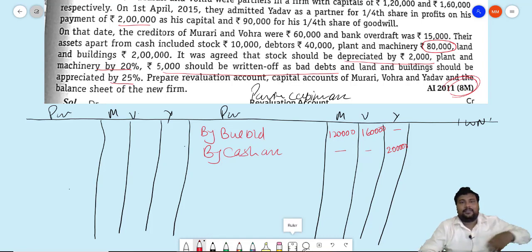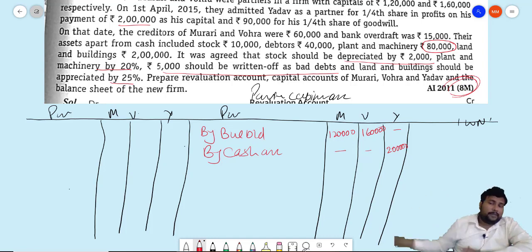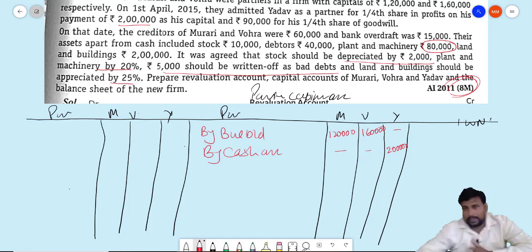2 lakh. Okay. And 90,000 for his share of goodwill. Now the working note is required. That's why I make the working note here only, but you don't prepare the working note aside of the capital. You better prepare it at the particular back page where you had written rough. For you only, I will solve it here so that you can correlate the working note with the entries.